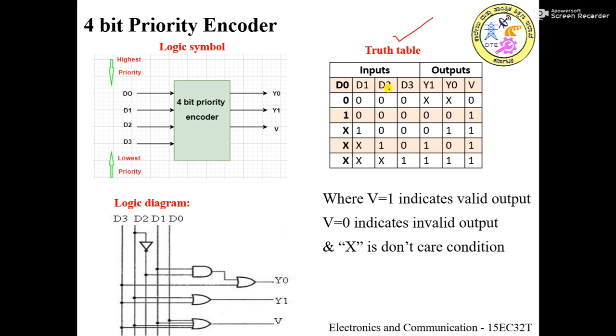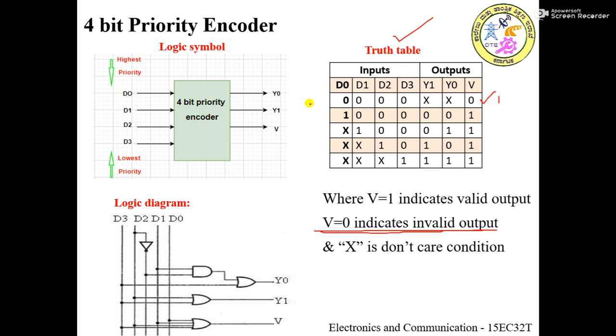So in the truth table, D0, D1, D2, D3 are the inputs, and Y0, Y1 and V are the outputs. Let's say the very first case is if all inputs are zeros. None of the inputs are at active high level, so there won't be a proper output, and we neglect the output and the output won't be valid. That's why the V output bit will be 0. Whenever V is 0, it indicates the output is invalid. The same thing is written here: if V is equal to 0, that indicates it is an invalid output.